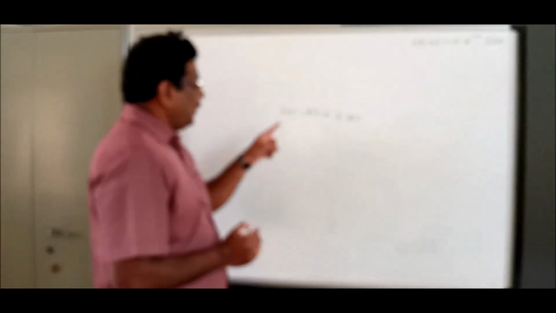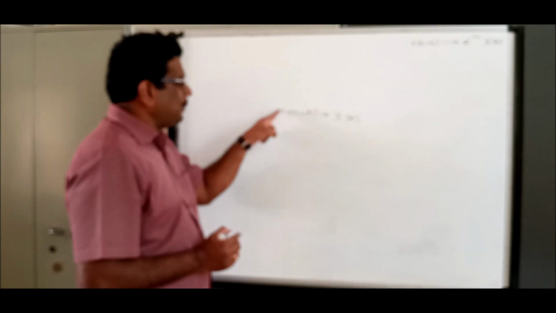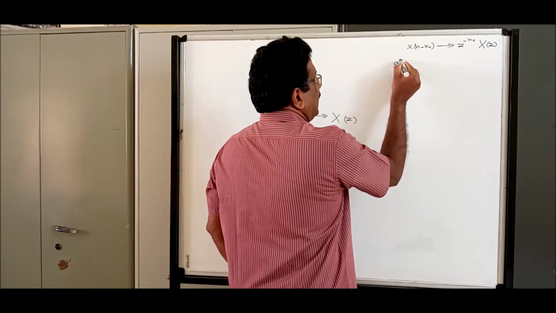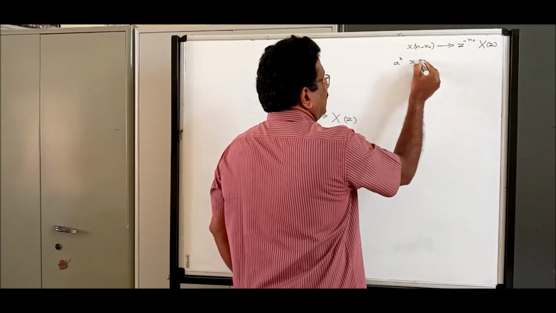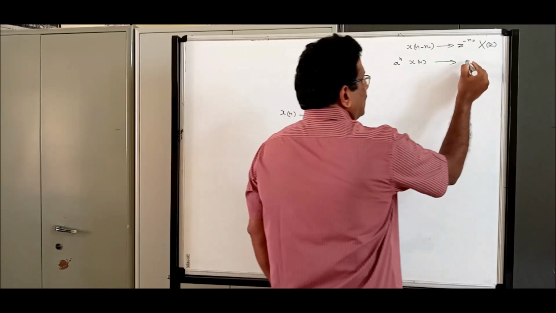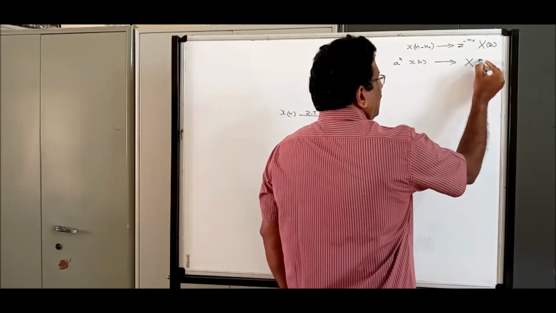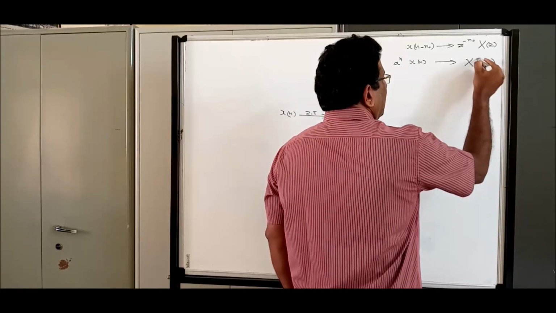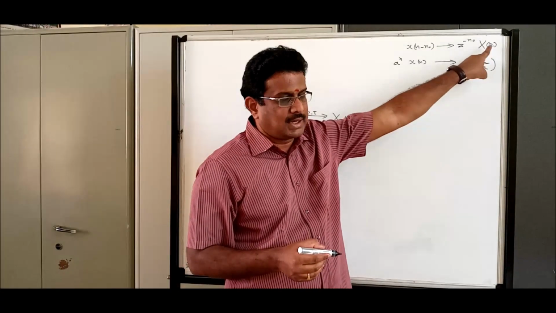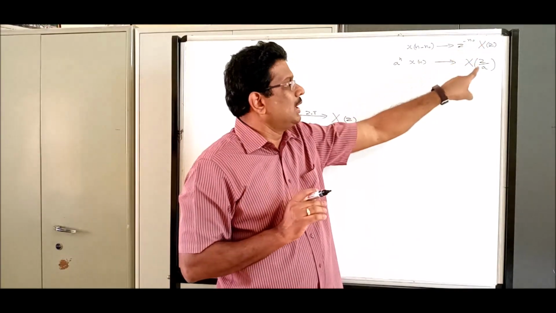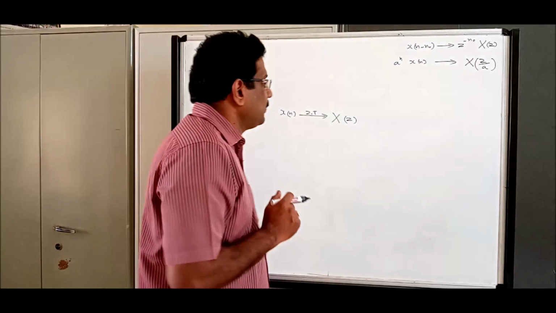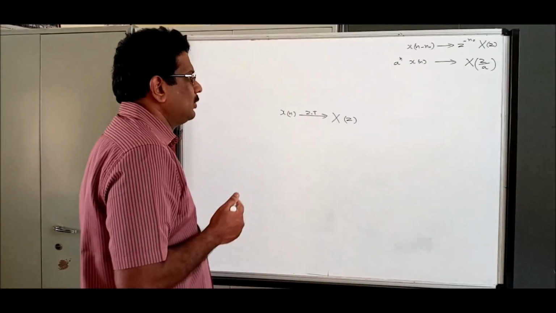One more. If you multiply the time domain by an exponential, what is the property? a power n x of n. What will be the answer for this? The z domain will become x of z by a. It will affect the ROC also. Just see, within the bracket it is z, so no effect on the ROC. But here it is z by a, so it affects the ROC. We will see that in the property also.